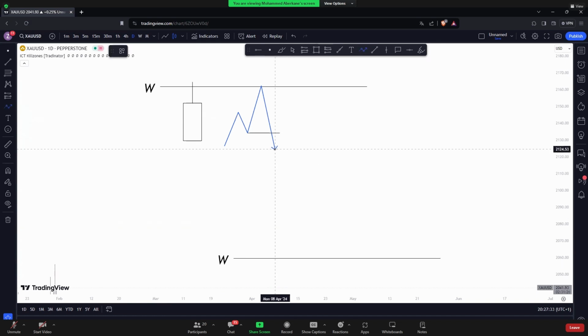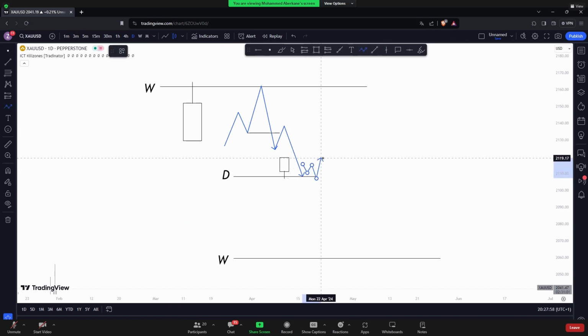While the daily is going down, it just does a pullback and then it goes down, and it's gonna find the daily level in here. So this is the daily time frame, don't get confused in here. It's gonna find a daily level between this weekly and weekly, and it's gonna reject it and give you an H4 bullish breakout. So you're gonna have a daily reject daily and an H4 bullish breakout.